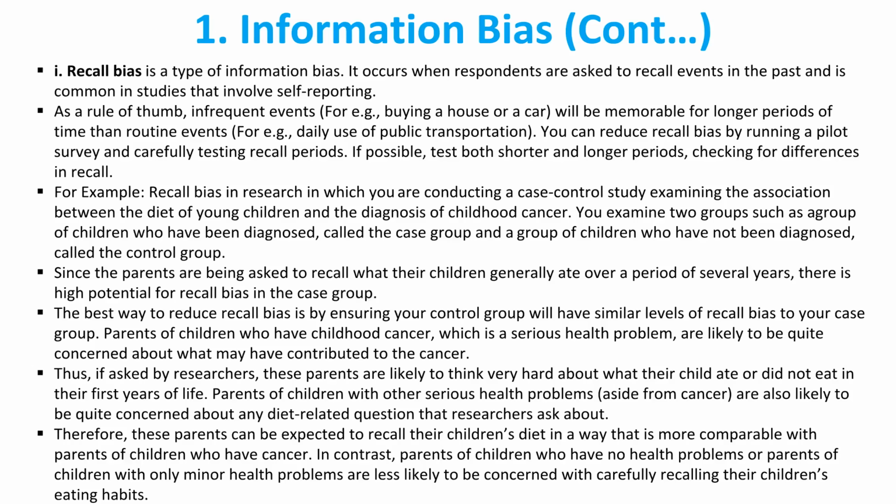The best way to reduce recall bias is by ensuring your control group will have similar levels of recall bias to your case group. Parents of children who have childhood cancer, which is a serious health problem, are likely to be quite concerned about what may have contributed to the cancer. Thus, if asked by researchers, these parents are likely to think very hard about what their child ate or did not eat in their first years of life.